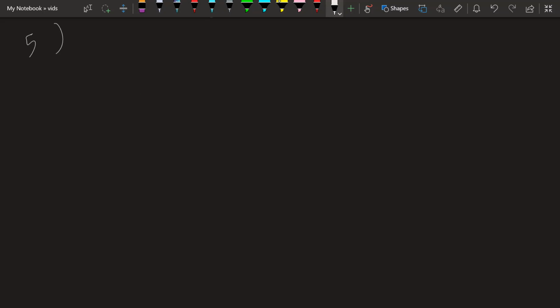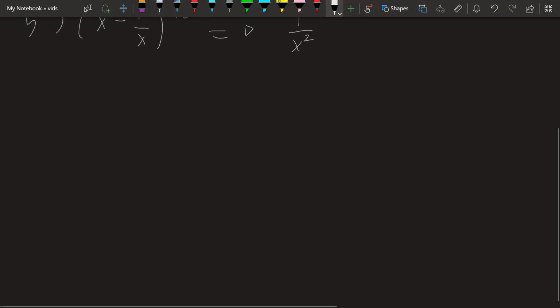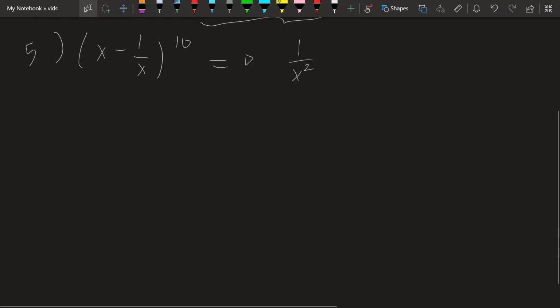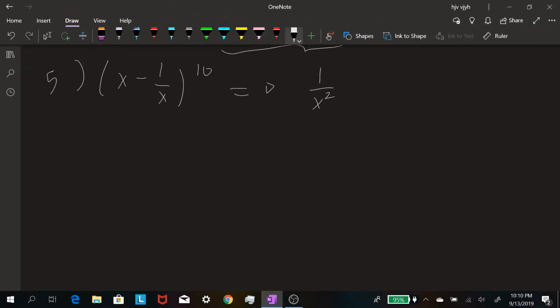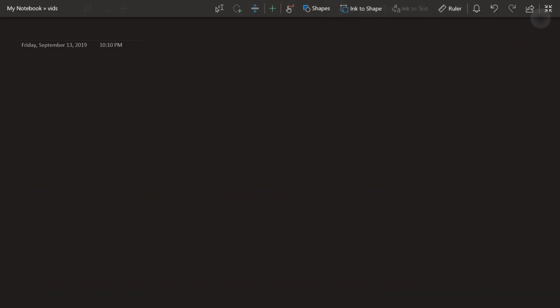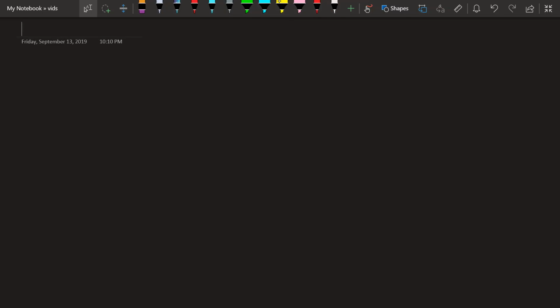So number 5, they're telling you you have x minus 1 over x, all raised to the power of 10. They want the term that has 1 over x to the power of 2, right? We're going to do the same method. Let me write this on a different page actually. So we have number 5, x minus 1 over x raised to the power of 10, and they want the term that has 1 over x squared. By the way, 1 over x squared is just x to the power of minus 2, right? When you have a fraction, just try to simplify it down to one term instead of a whole fraction, because that just makes it better for you.